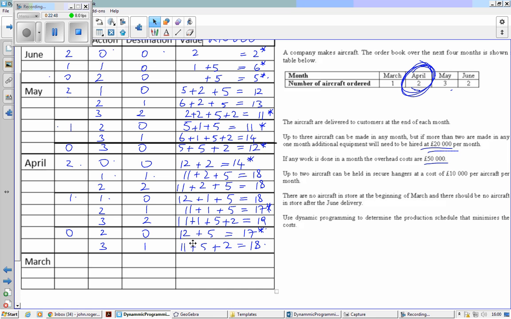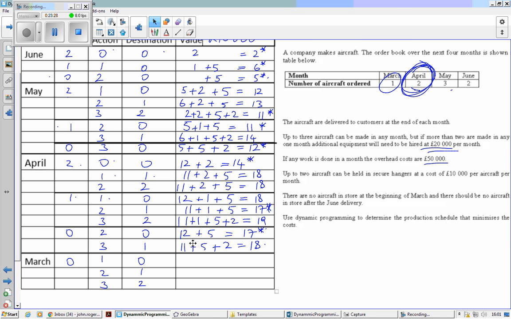Okay. Now, in March, we note that there's only a demand for 1. We're told first of all that there can't be any stored at the beginning of the month. But we could produce 1, which would satisfy the demand for that month. We could produce 2, or we could produce 3. If we produce 1, there wouldn't be any for storage at the end of that month. If we produce 2, there'd be 1, and if we produce 3, there'd be 2.